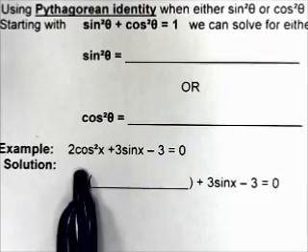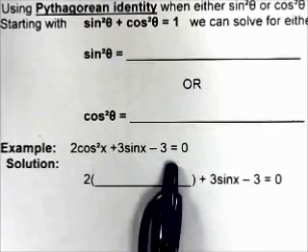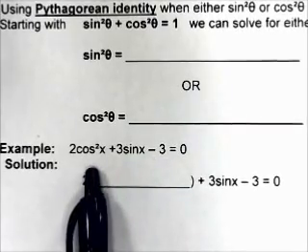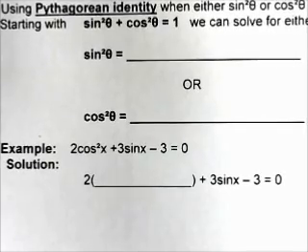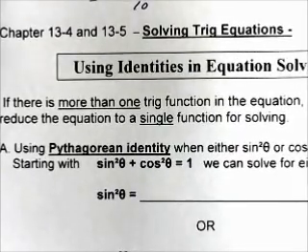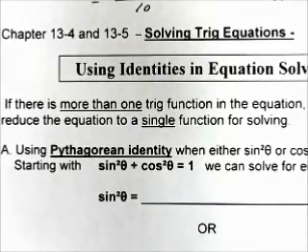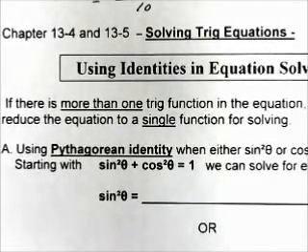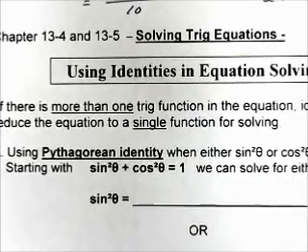If we look at the example here, we have 2 cosine squared x plus 3 sine x minus 3 equals 0. Well, we've got a cosine x and we have a sine x. So what we need to do is bring in our identities. If there is more than one trig function in the equation, identities are needed to reduce the equation to a single function for solving. Using the Pythagorean identity, when either sine squared theta or cosine squared theta needs to be replaced, it's the first thing we're going to look at.